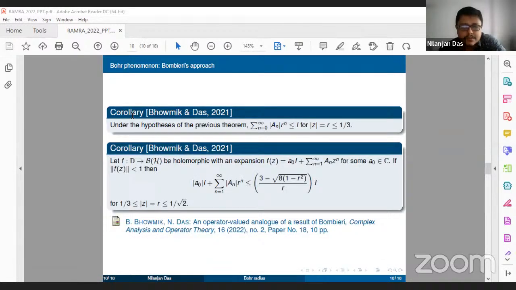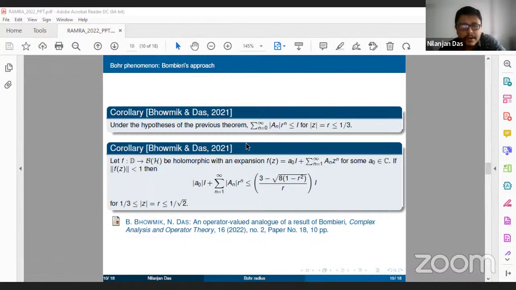Under the hypothesis, so what we have assumed in the statement of this theorem we just stated, if we assume the same hypothesis, we will get an analog of Bohr's inequality in operator valued settings, that this majorant series type thing, sum over n equals 0 to infinity |a_n| r to the power n, is again less or equal to the identity operator inside the range |z| less or equal to 1/3.